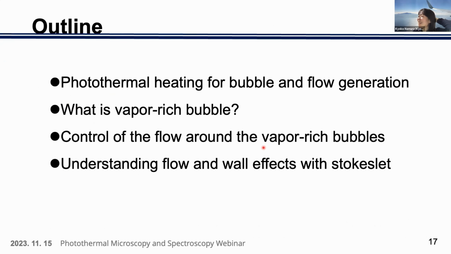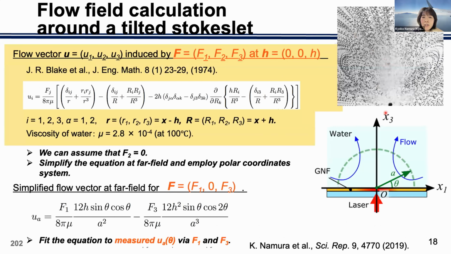So maybe I put too many slides, but finally I'd like to show you how we can understand this flow using the Stokeslet. Because the bubble is really small and the observation area is really large, you can consider this bubble as a point force, and you can use the Stokeslet. The flow distribution around the Stokeslet can be calculated by this equation.